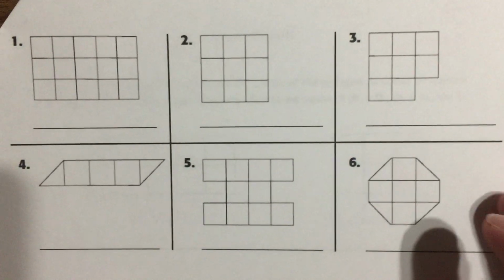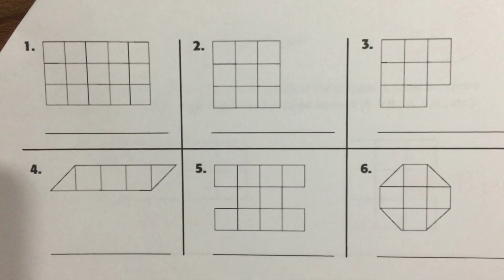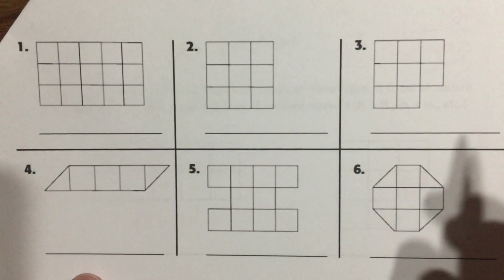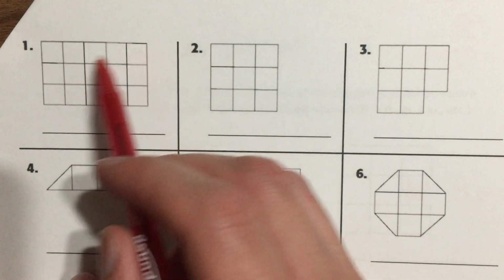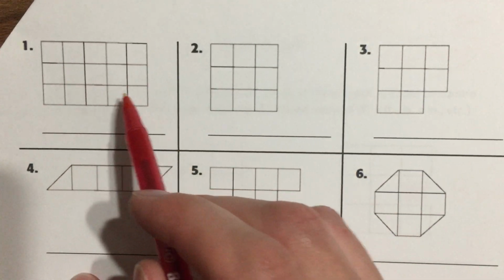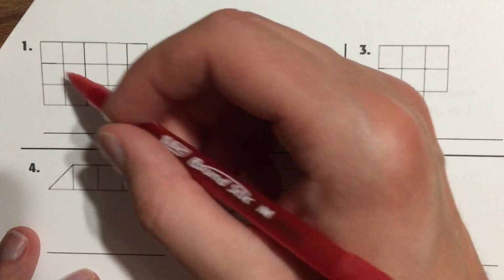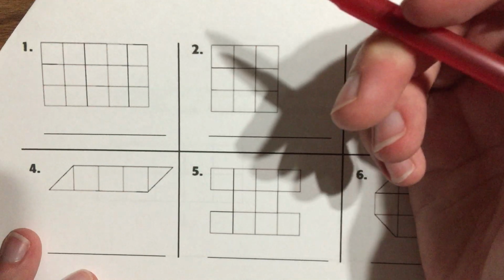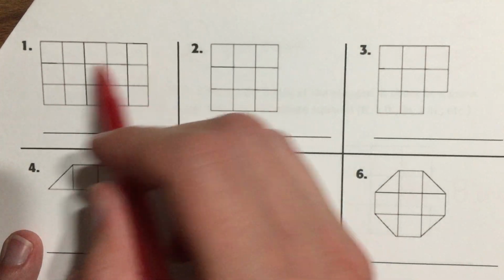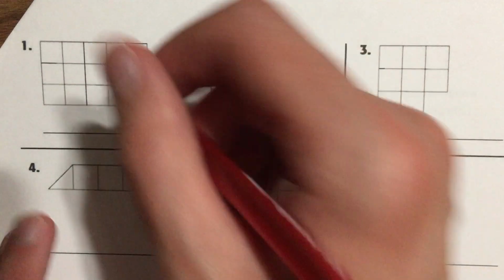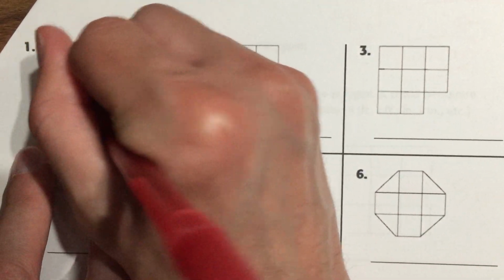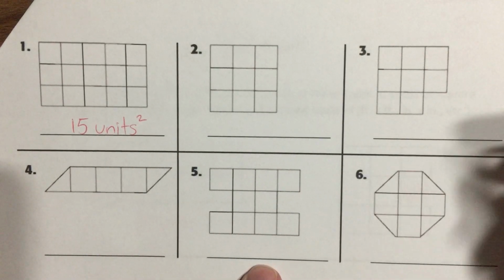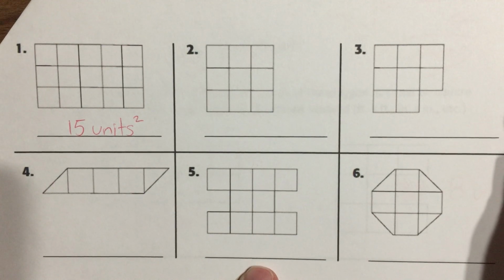Let's fly our way through these. Right off the bat, you're starting to see something a little bit different. But once we get there, it's not going to be so bad. Let's just take a look at number 1 first. 1, 2, 3, 4, 5, 6, 7, 8, 9, 10, 11, 12, 13, 14, 15 square units. You could also say, up and down, there's 5 groups of 3. 3 times 5, or 5 times 3 is 15. Or 1, 2, 3, 4, 5, 3 groups of 5. 3 times 5 is 15. Units squared. Make sure we get those units on there. Make sure we get that label.